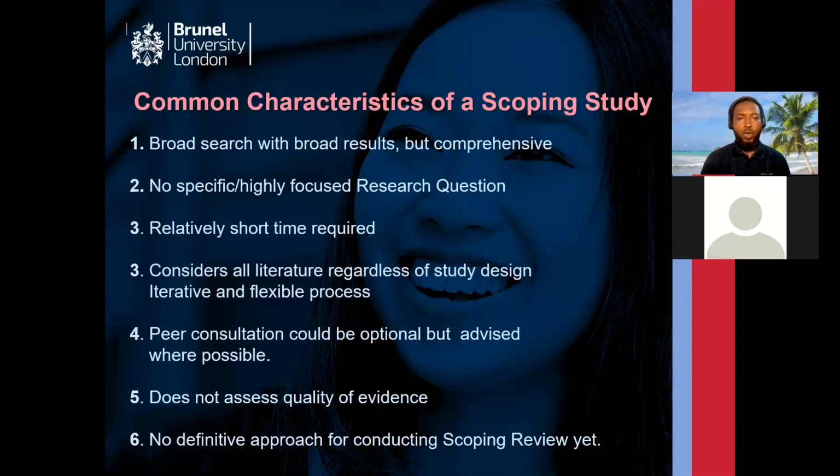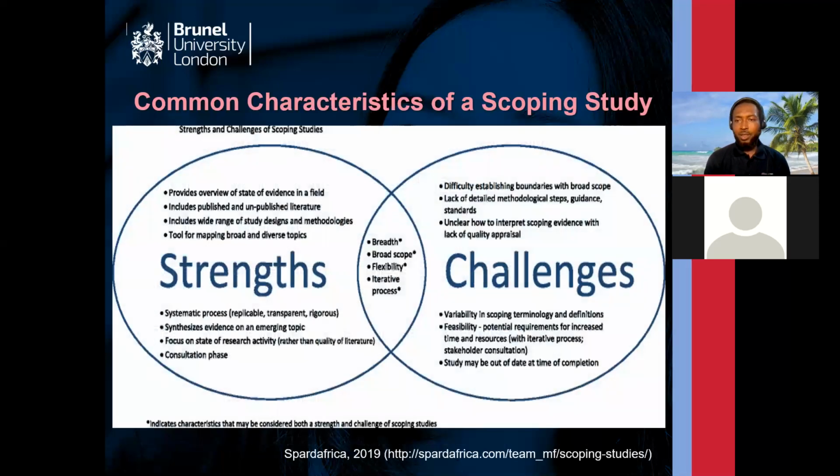Then the next one is that there's no definitive approach for conducting a scoping review yet. I've said that. So I'll use this chart to make it easier for you to understand the strengths. They are all common characteristics, but they could be classified as strengths or challenges, and there's a common boundary between strengths and challenges that those characteristics could fall in between. It could be a strength, it could also be a challenge. So for the strengths here, it provides an overview of the state of evidence in the field. It includes published and unpublished literature.